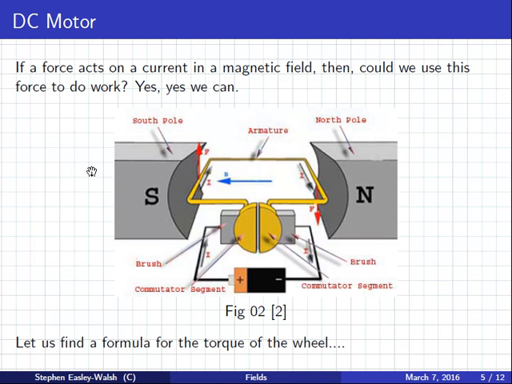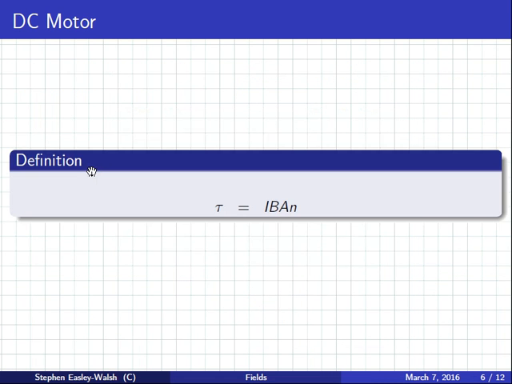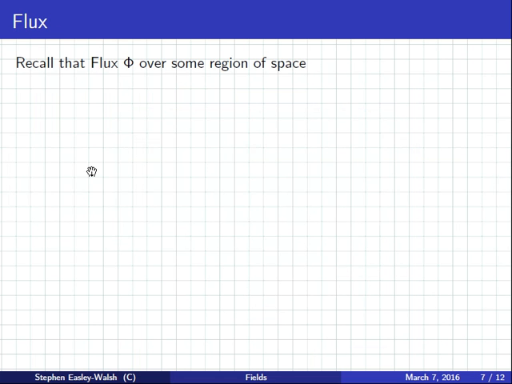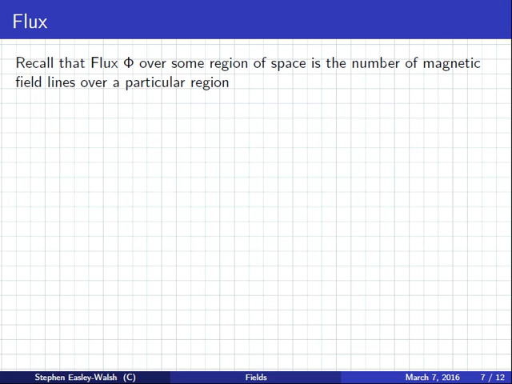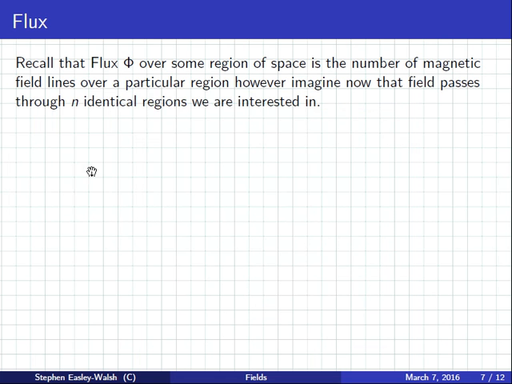Okay, continue. So this is our formula for torque, turning force, IBAn. Now, recall that the flux over some region of space is the number of field lines. And what unit did we use to count the field lines? Weber, yeah. However, imagine now that the field passes through n identical regions we're interested in. Let us find a formula for the total flux.